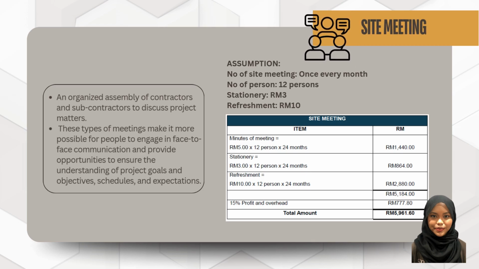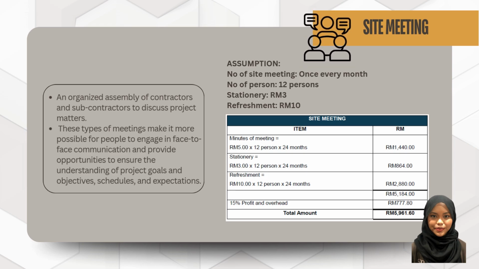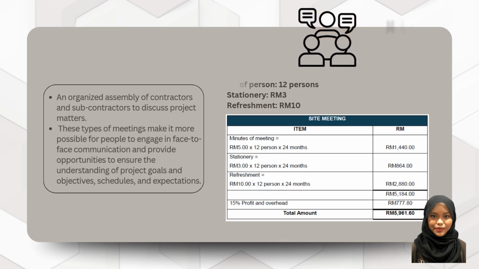For this project, we assume the site meeting will be held once every month, 12 persons, and the stationery will be 3 ringgit per person and 10 ringgit for the refreshment. For the calculation, we just multiply the items by 12 persons and 24 months. The total will be 5,961 ringgit and 60 cents.